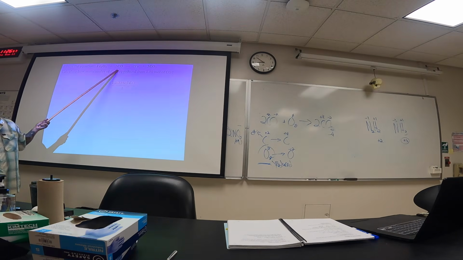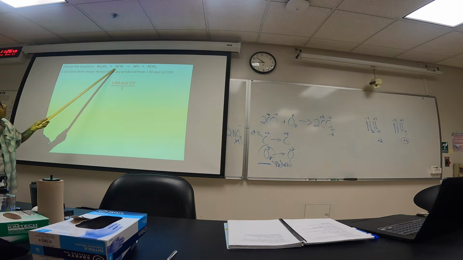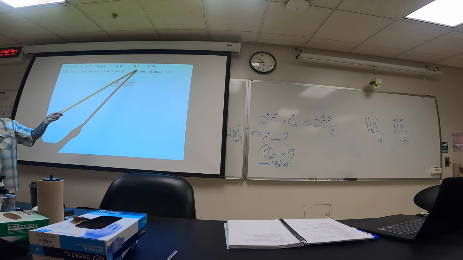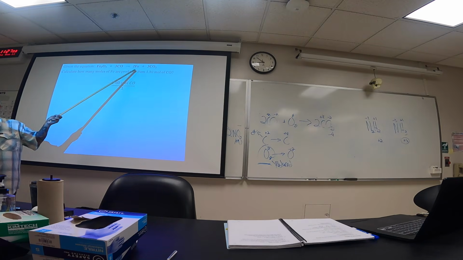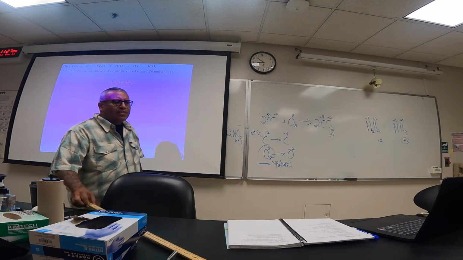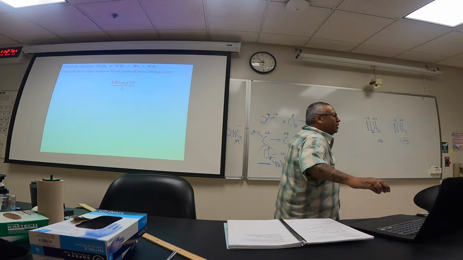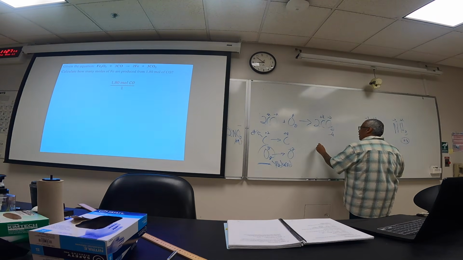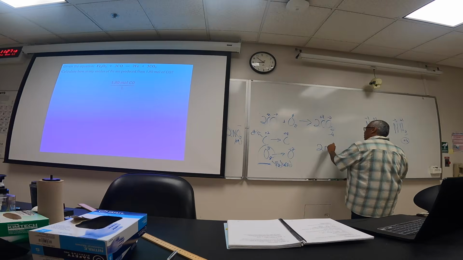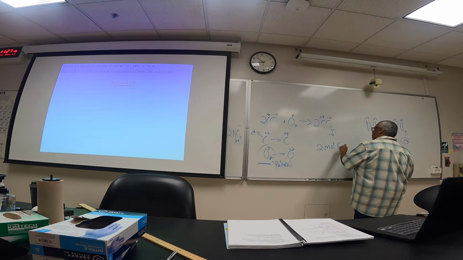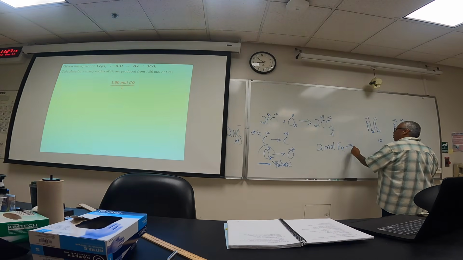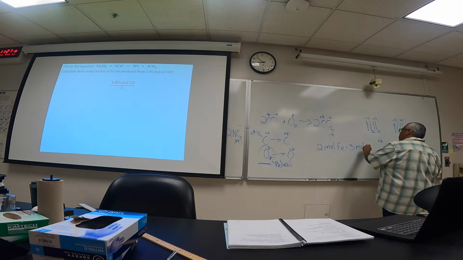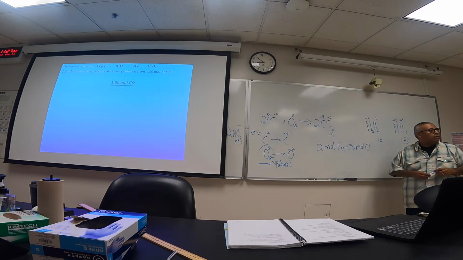How many? What is it? I can't hear. 3. Perfect. How many moles of iron are there? 2. Right. That's a definition. We've done these definitions in this lecture here, where we can say that for every 2 moles of iron, there are 3 moles of carbon monoxide.